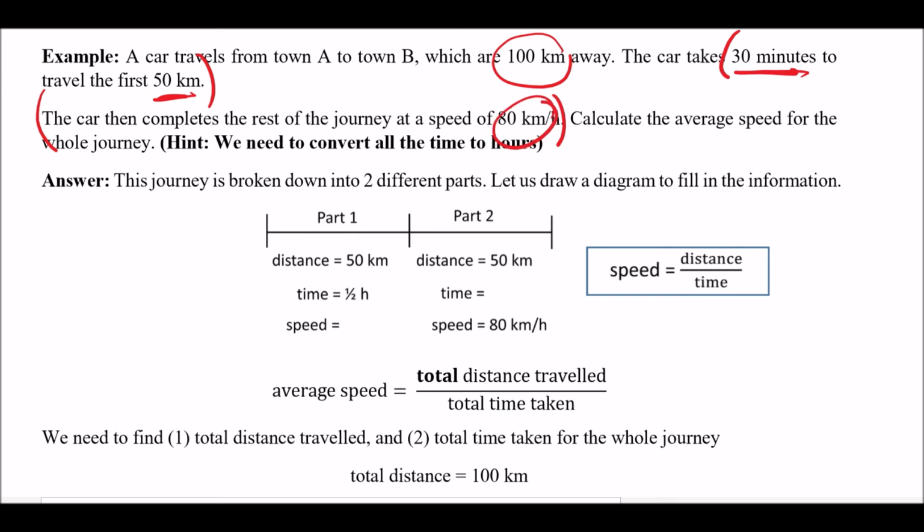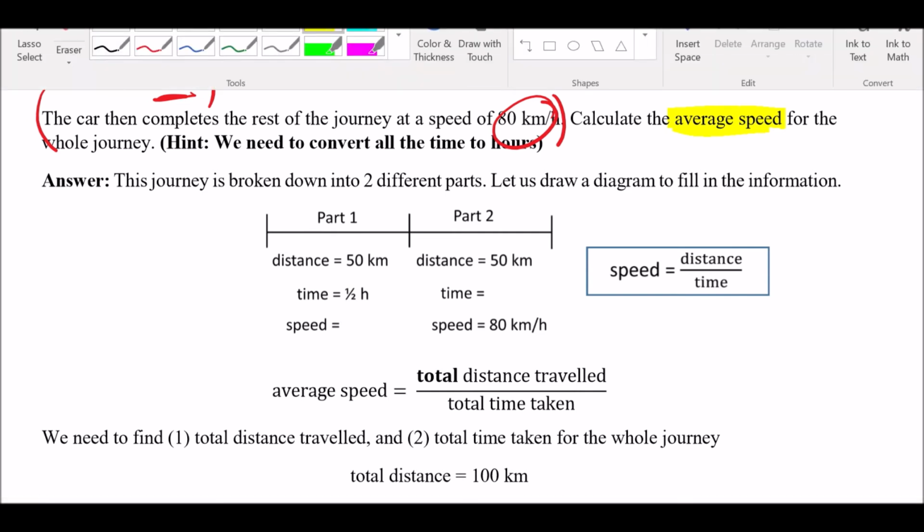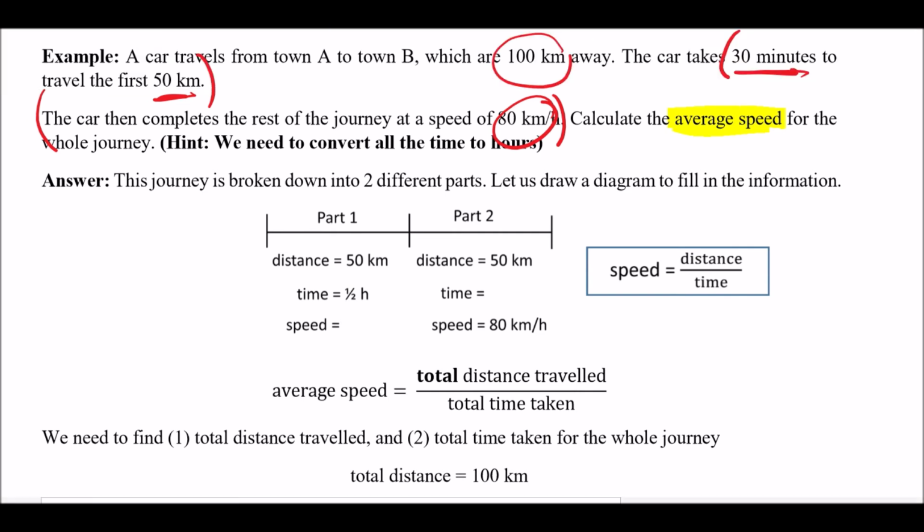The car then completes the rest of the journey at a different speed. Okay, so that's the second part of the journey. And you are tasked to calculate the average speed for the whole journey. Now, of course, this type of question, since there are two parts to the journey, what I recommend and I suggest everyone to do is to draw out this diagram over here.